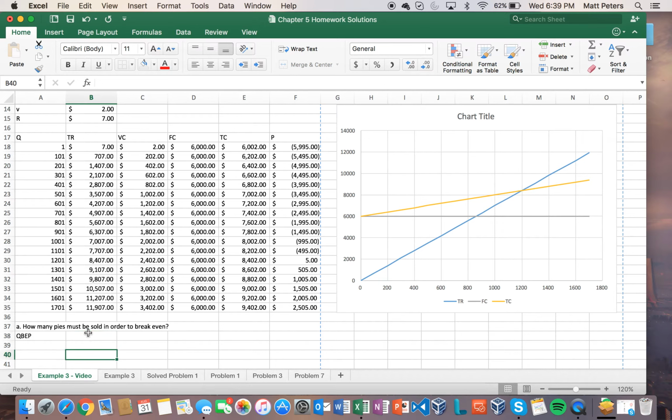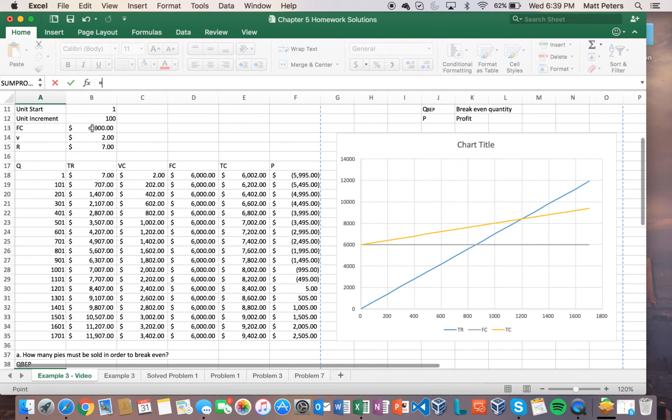Now, there's a formula in your book, and this is on page 203, it says QBEP is equal to the fixed cost divided by revenue per unit minus variable cost. So we're going to say our QBEP is equal to our fixed costs, which is this, divided by our revenue, which is this, minus our variable cost, which is that.